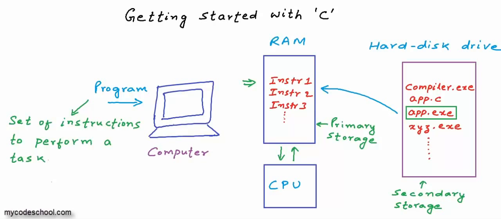And sometimes an instruction can be to jump to another instruction. So in that case, CPU will not fetch the next instruction sequentially. So instruction 3 could be go back to instruction 1.